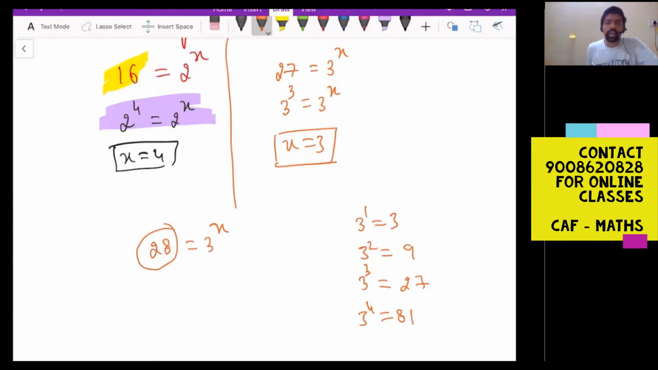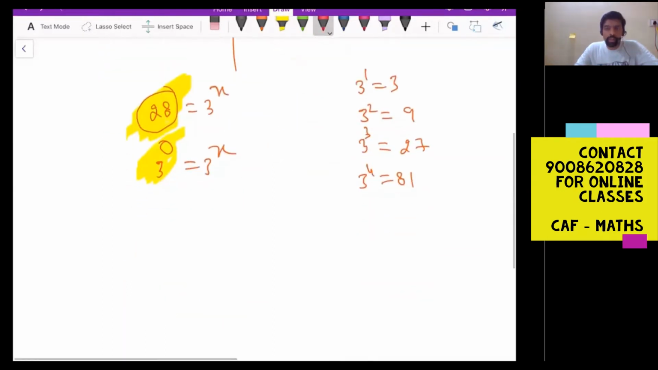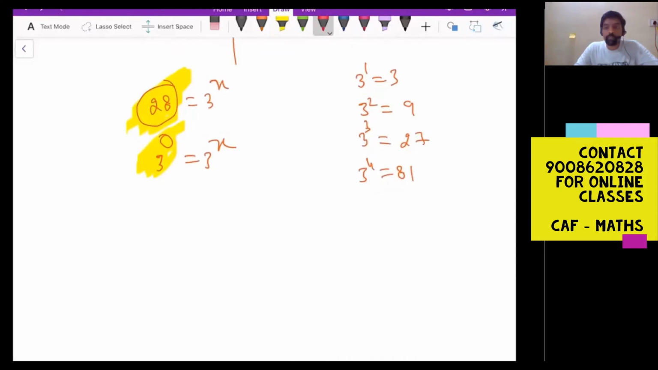Now can you do this? Can you express 28 in exponential form? What should be the exponent for 3? I should express this 28 in exponential form with base 3. So 28, what should I write here? What should be the exponent to get 28? So now how do we find this? First of all, are you understanding my question? What should be the exponent such that it becomes 28?